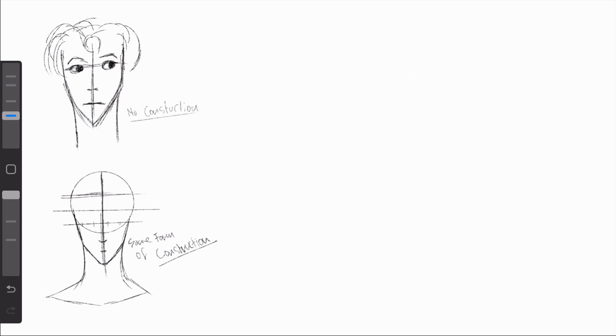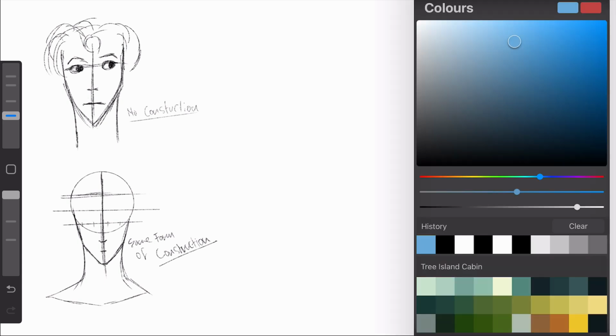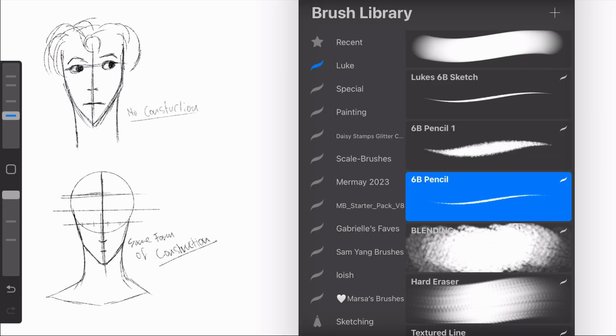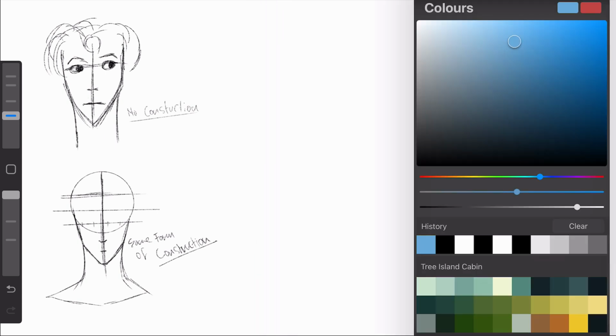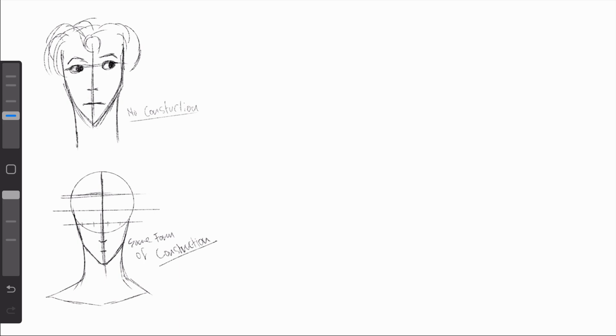So hopefully, I think I hit record. So right now, what you'll be seeing is a drawing of a guy that I drew, just no construction, no guidelines whatsoever. And then drawn right below him is another guy, drawn with guidelines and construction, just some form of construction. Of course, it's not perfect by any means, but it's something. So this is no construction whatsoever, and it's pretty easy to tell.